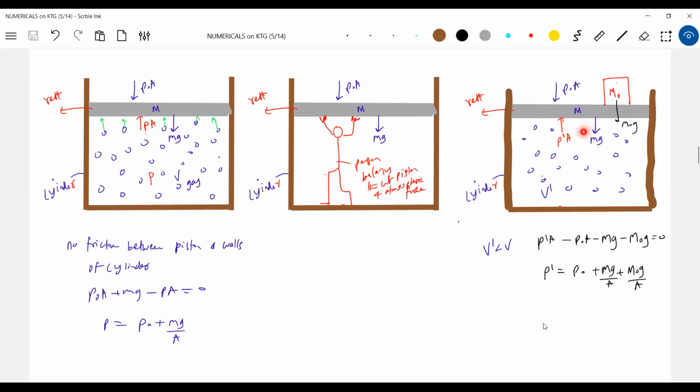For more molecules to come and collide, what should happen there? As you said now, as the volume of gas changes, the temperature of gas will increase. Due to that, the RMS speed will increase. That's the idea.